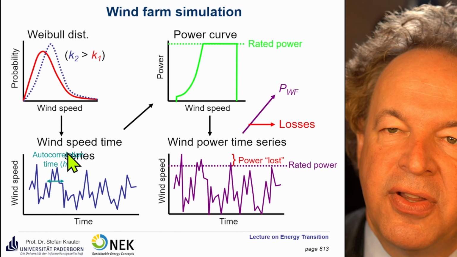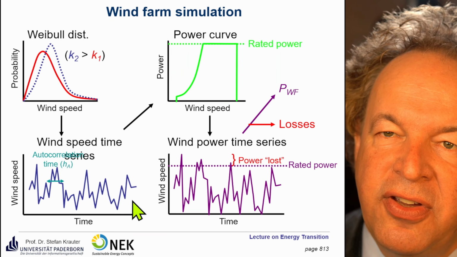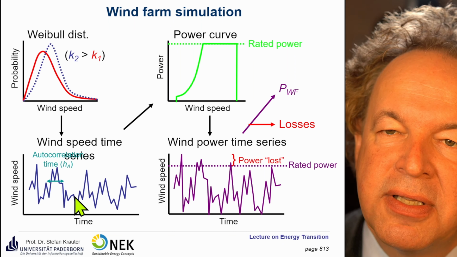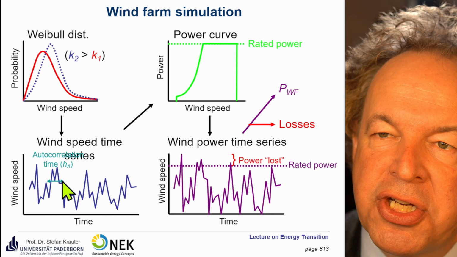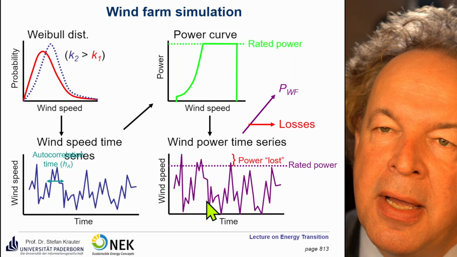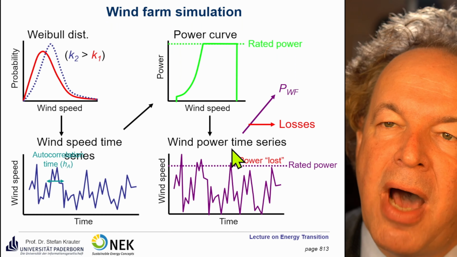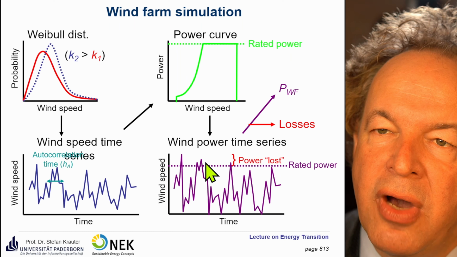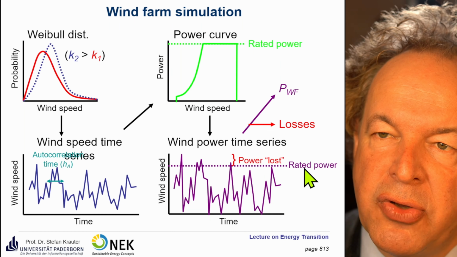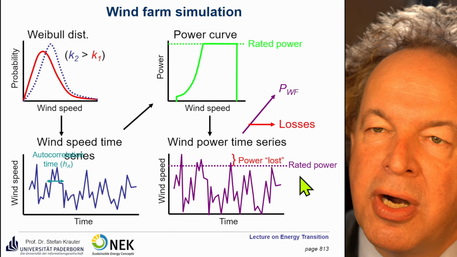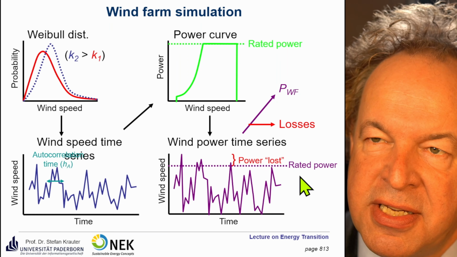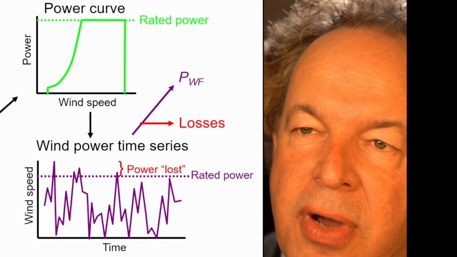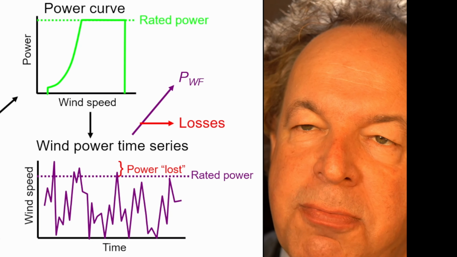Then you have the wind speed time series, as you have here, to correlate it to the Weibull distribution, and you have some autocorrelation time mentioned here, and we have the wind power time series. So if you go above rated power, you have some losses. This is a rated power, you can put it lower, so you have more losses, and there's a question where to put the rated power of your wind park.